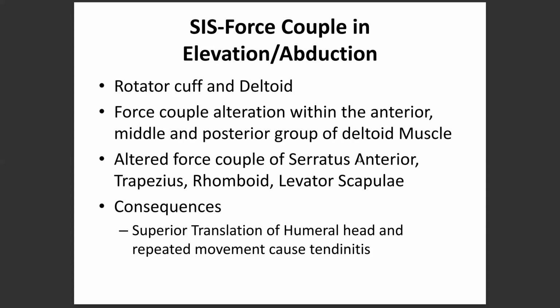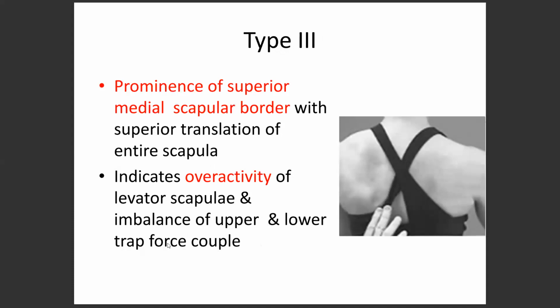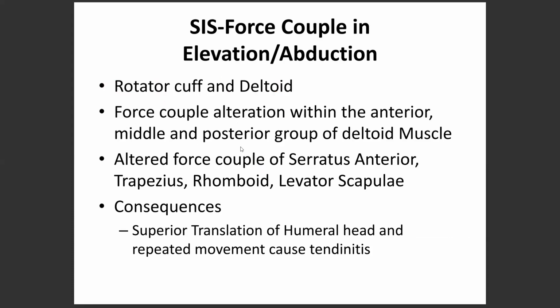So when there is alteration in these force couples, what will be the consequences? All these will lead to superior translation of the humeral head, and repeated movement will cause tendinitis. So we discussed previously that there is imbalance, and that imbalance is between the altered force couple of the serratus anterior, trapezius, rhomboid, and levator scapulae.